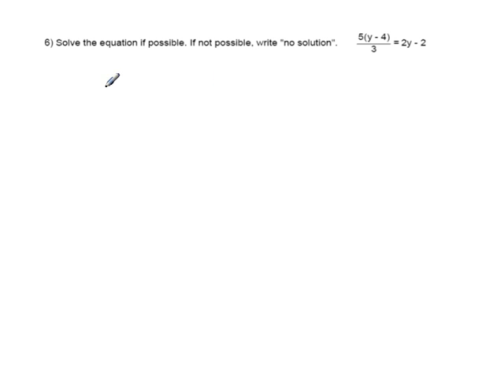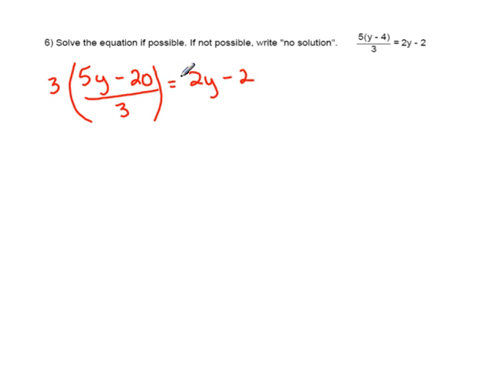Okay, so we have another equation to solve with fractions and parentheses. So the first step is always get rid of the parentheses by using the distributive property. So that's going to be 5y minus 20 divided by 3 equals 2y minus 2. And just like with problem number 5, we want to clear the fractions, so multiply through by the common denominator. In this case, that would be 3.